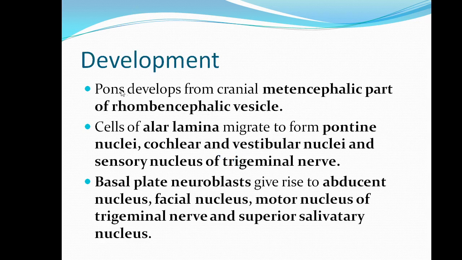Development. Pons develops from the cranial metencephalic part of the rhombencephalon. Cells of the alar lamina migrate to form pontine nuclei, cochlear and vestibular nuclei, and sensory nucleus of the trigeminal nerve. The basal plate neuroblasts give rise to the abducent nucleus, facial nucleus, and motor nucleus of the trigeminal nerve, and superior salivatory nucleus.